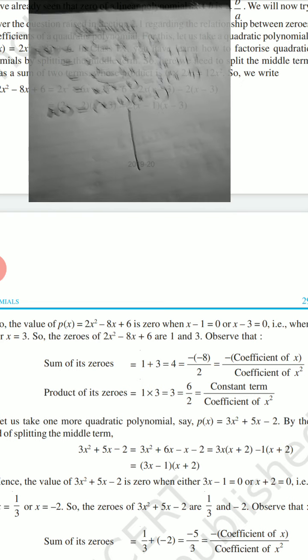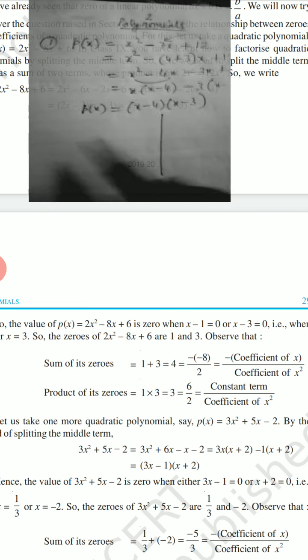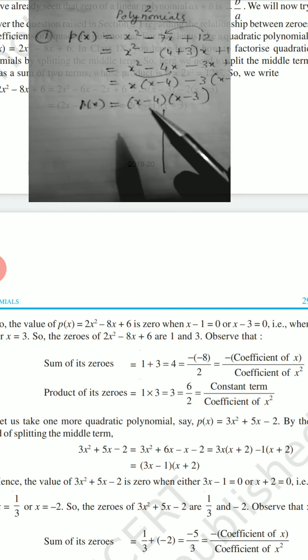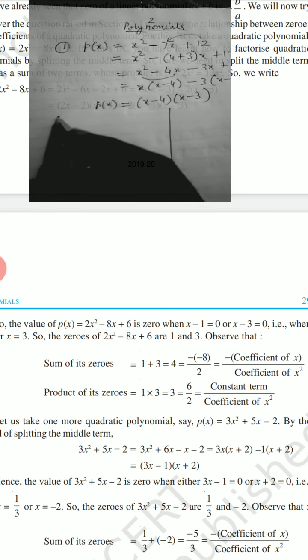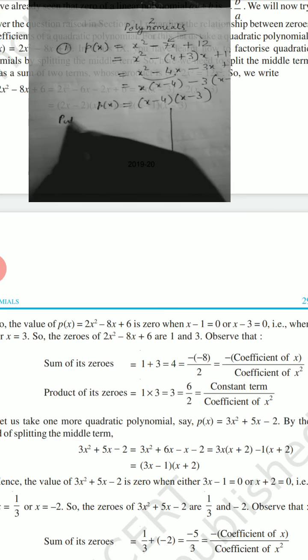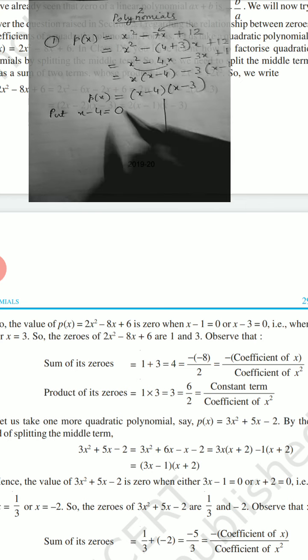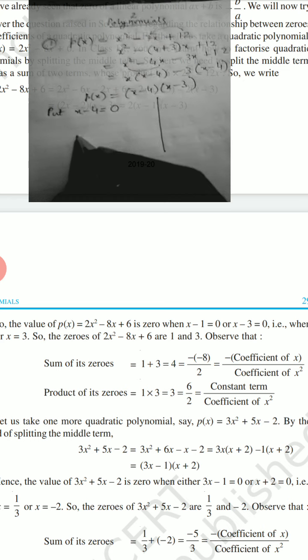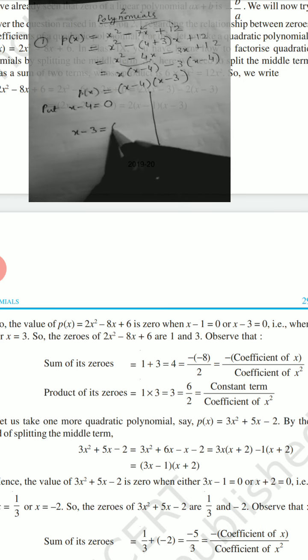So first, because we have to prove the relationship between zeros and the coefficients. So first I am finding the zeros. For finding the zeros we have to put the first part x minus 4 equal to 0, and also second part x minus 3 equal to 0.